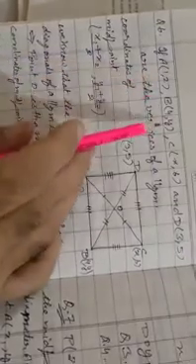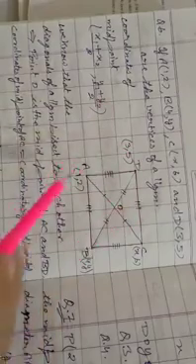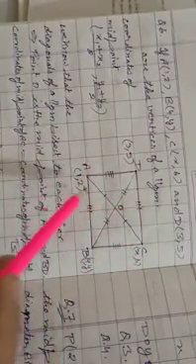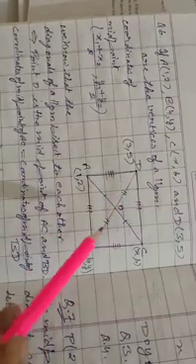Now we discuss question number 6 of exercise 7.2. If (1, 2), (4, y), (x, 6), (3, 5) are the vertices of a parallelogram taken in order, find the values of x and y. If A, B, C, D are the vertices of a parallelogram, this is your parallelogram. Diagonals of a parallelogram bisect each other. This means OA equals OC, OB equals OD.